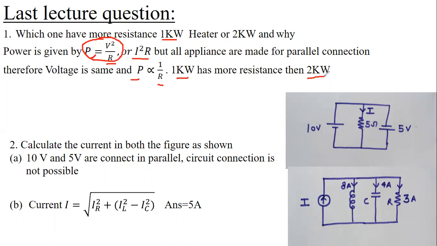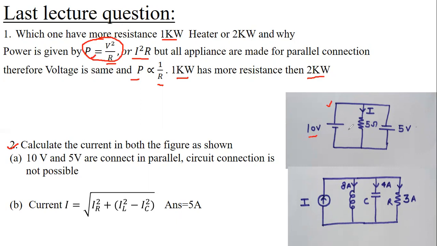Okay, so what is the significance of this? The device consuming more power always has low resistance. And next is the second question. Calculate the current in both the figures as shown. So see the first figure.